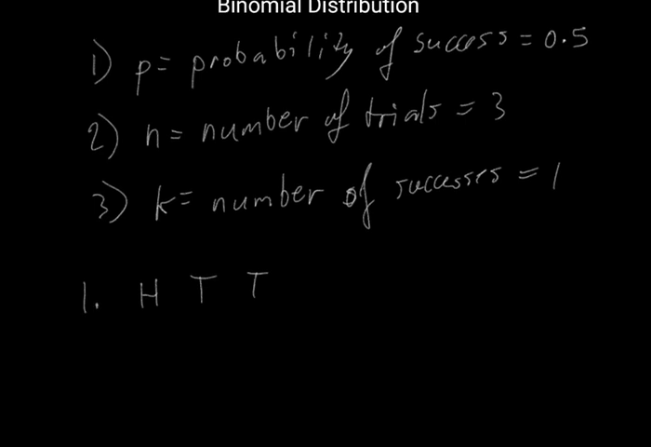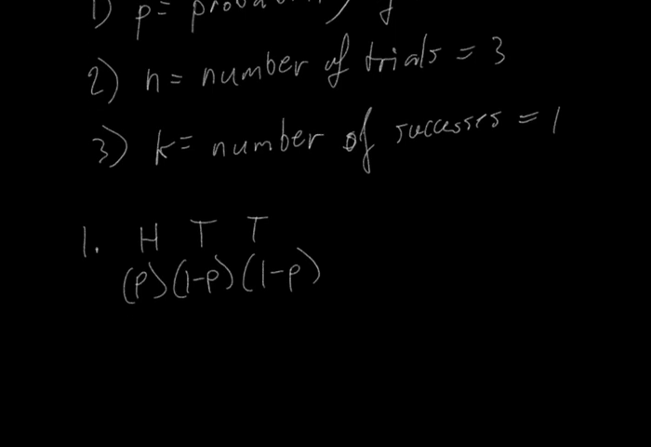So if we were to compute the probability of this, what would it be? It would be the probability of getting head, which is 0.5, or P, we could write it more generally, times the probability of 1 minus P, which is the probability of getting tails, which is also equal to 0.5, times 1 minus P. And so you see here that this is equivalent to P times 1 minus P squared.